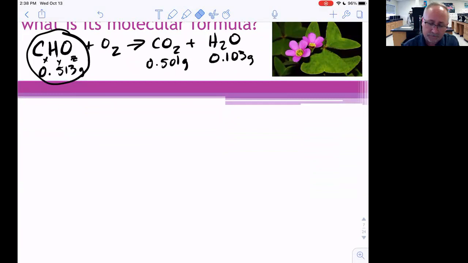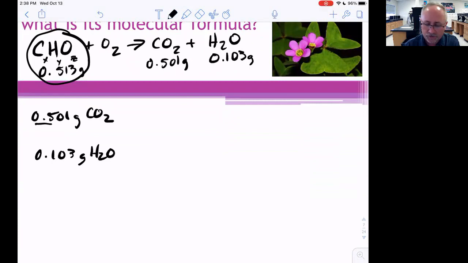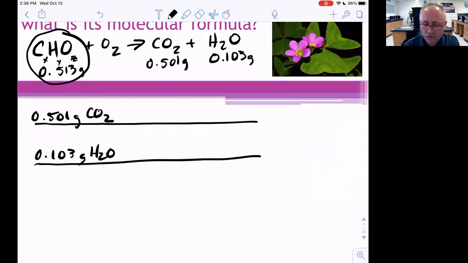So I've got 0.501 grams of CO2, and I have 0.103 grams of H2O. I'm going to change both of these into grams of the carbon and hydrogen. So this is 44.01 grams of CO2. It's 1 mole of CO2.